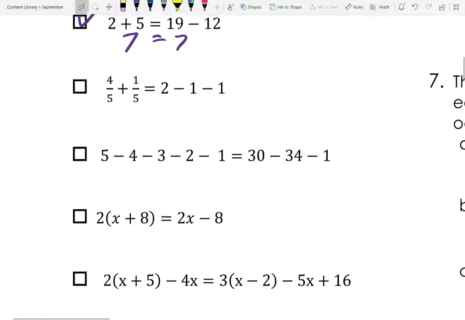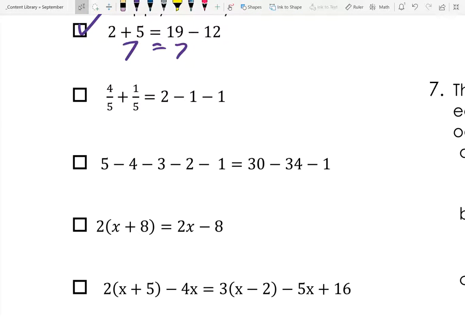Now the second one, 4/5 plus 1/5 is just 5/5, which means it's just one whole. The right side, 2 minus 1 is 1, and then that minus 1 is 0. So that's equal to 0. So we have 1 equal to 0. Now that's obviously not true, so this one is false. All right, we keep evaluating.